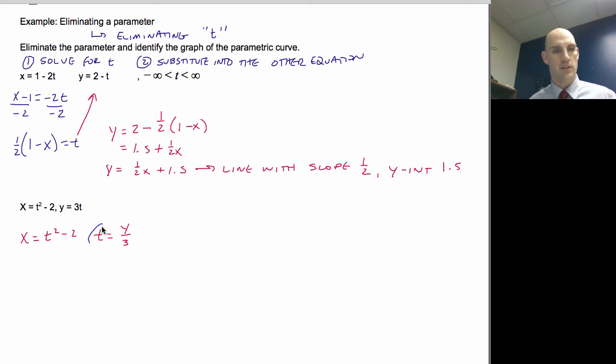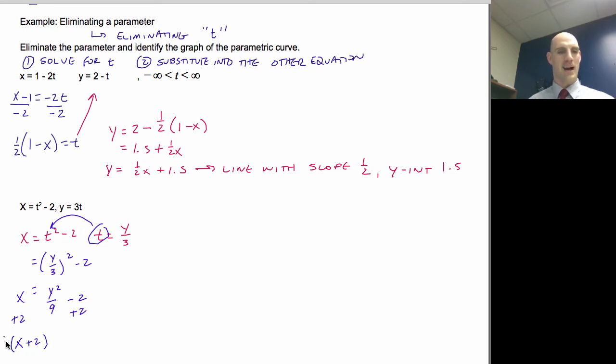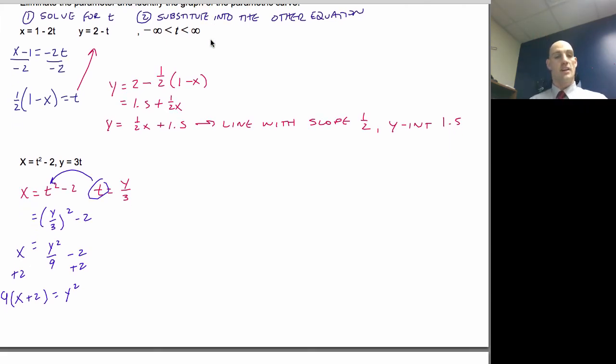So now I'm going to put the t right back in there. So this is going to be y over 3 squared minus 2. And so x is equal to y squared over 9 minus 2. I can add 2. So I've got x plus 2, and then I'd multiply by 9 and have that equal to y squared. Well, what we're going to find in a later chapter is we actually know a little bit more about this, from way back in the day, but it's a sideways opening parabola. And so that would be identify the graph. We'd be able to look at it and say, hey, oh yeah, I've got a parabola that opens sideways. So that's solving for the parameter.